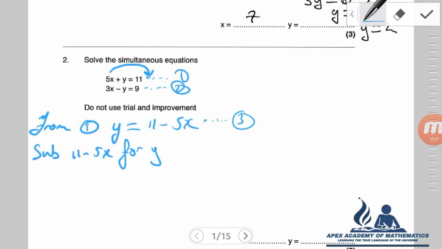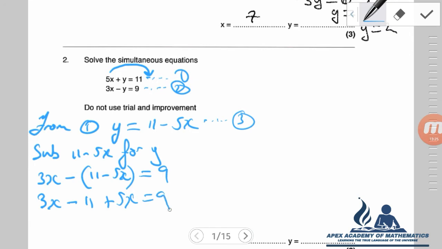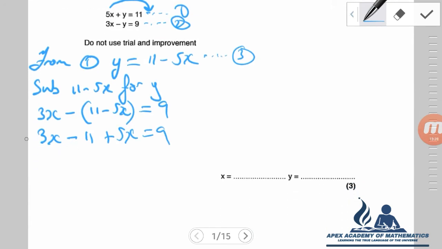So I'm going to have 3x minus the value of y, and in this case the value of y is 11 minus 5x, and that's going to be equal to 9. So I'm going to have 3x minus 11, negative 1 multiplied by 11 is negative 11, negative 1 times negative 5x is positive 5x, and that's equal to 9. Now grouping like terms, I'm going to have 3x plus 5x equal to 9 plus 11. So I'm going to have 8x is equal to 20. You see I end up back with the same one I had before.